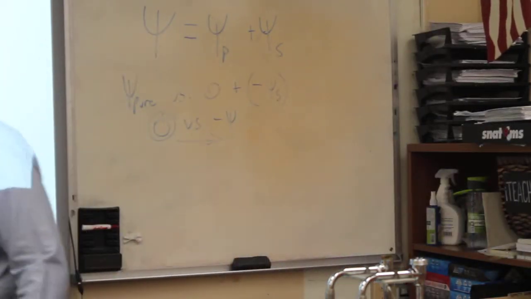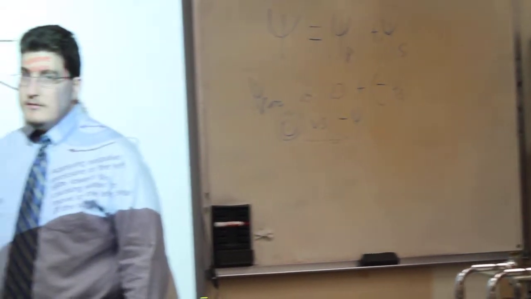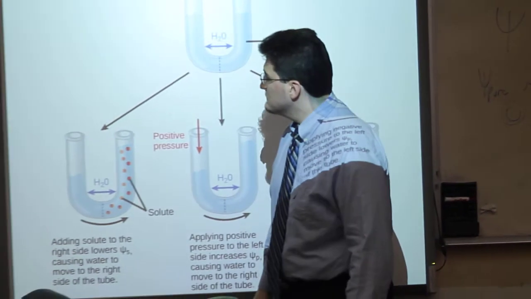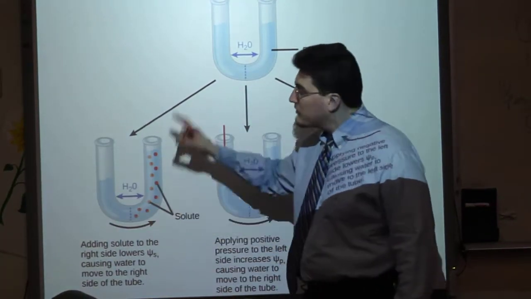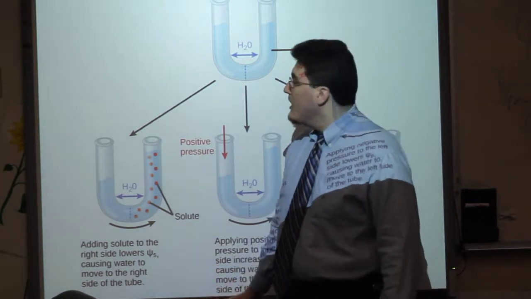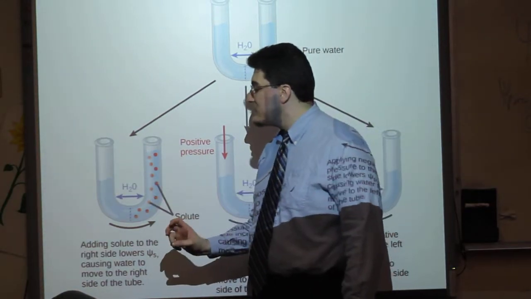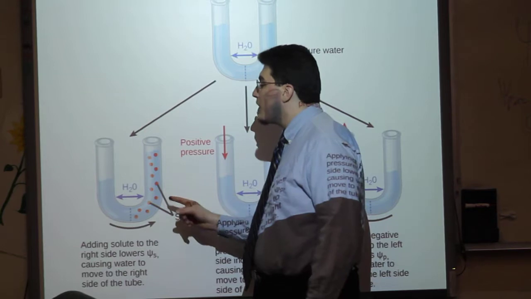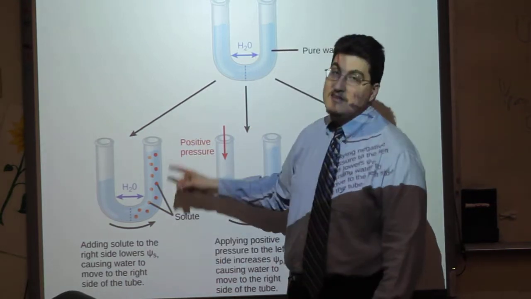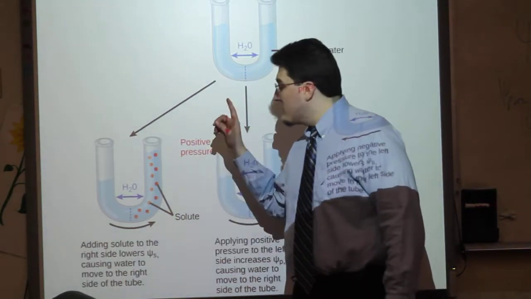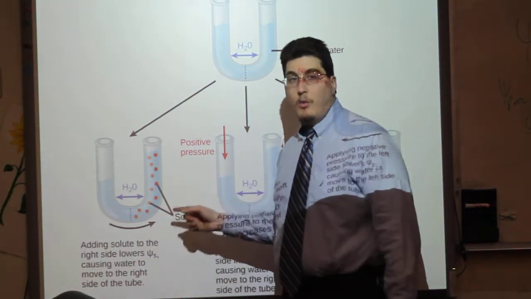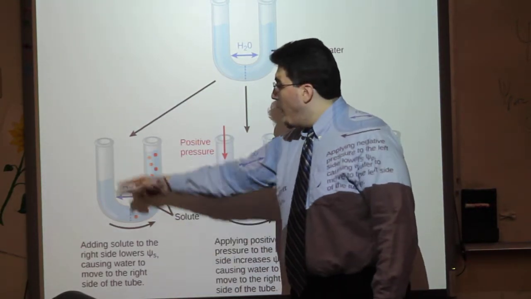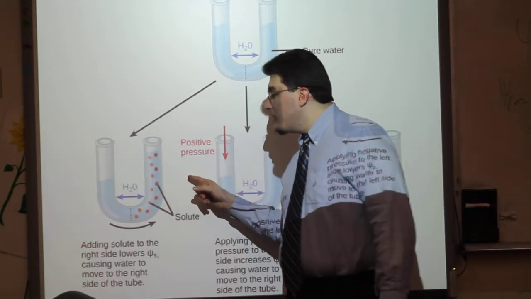So, in this U-bend right here, our pure water is going to move across our partially permeable membrane from an area of high water potential to an area of low water potential because of the presence of salt. Our salt is causing water to leave this pure water. Water follows salt.